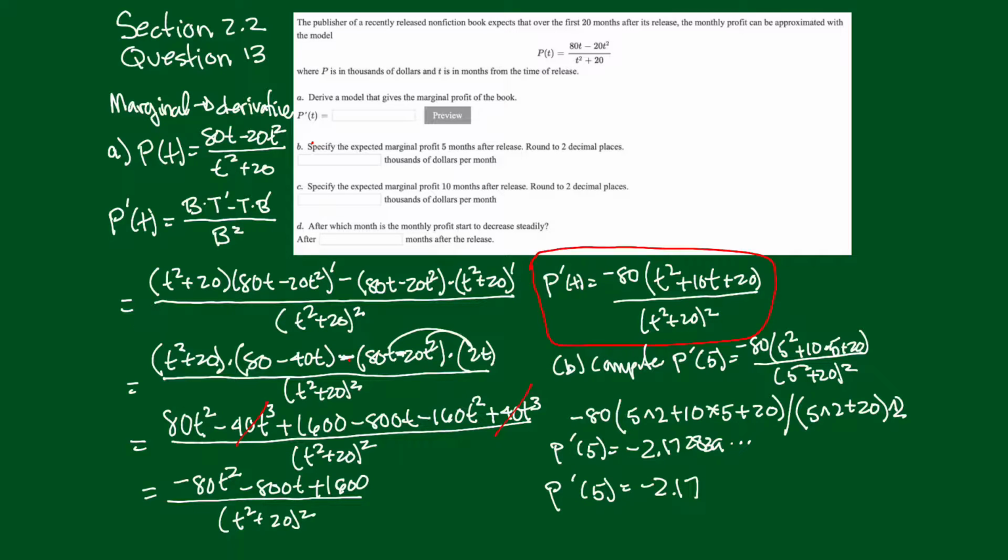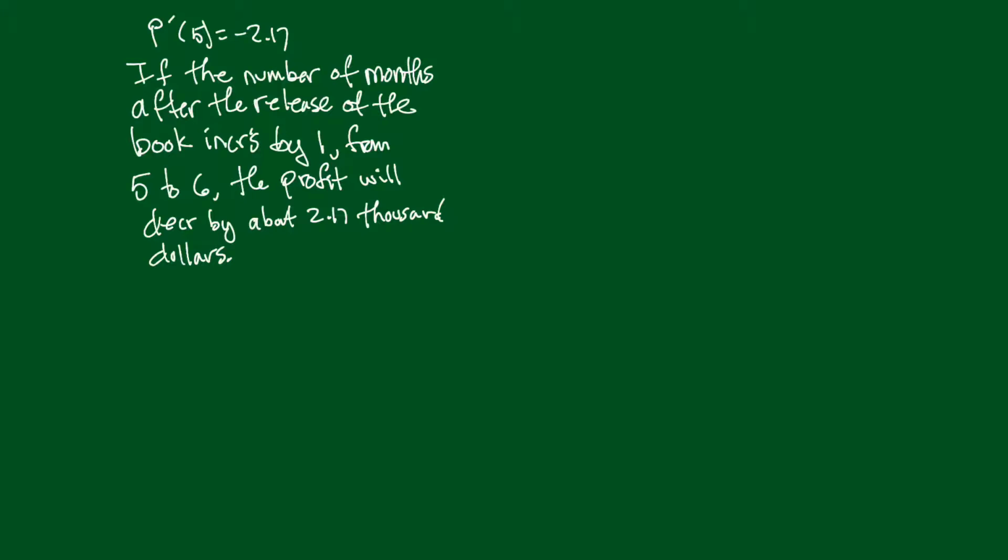So I want to interpret that, but to do that, we're going to need some room here. So let me go to the next page here. Here's what we got. We got P prime of 5 equaling negative 2.17. And let's see what it means. Here's how I'm going to interpret this.